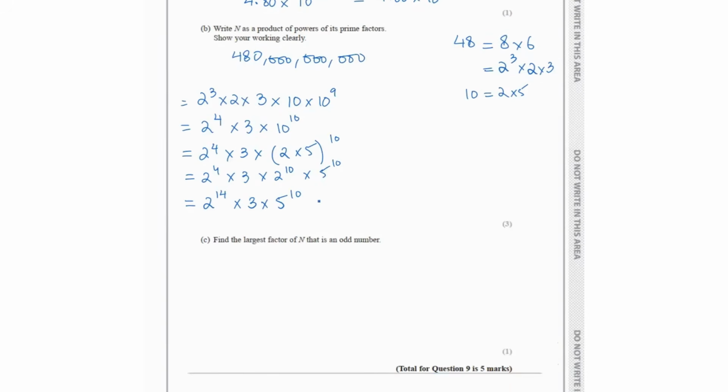So these are all the factors of n. So for the largest factor of n, if I do 2 to the power of 14 times 3, that gives us 49,152. If I do 5 to the power of 10 times 3, that's going to give me 29,296,875. The reason why I'm multiplying 2 to the power of 14 and 5 to the power of 10 by 3 is because 3 is the odd number. So we have to see which one will give us the biggest number. So we can clearly see that 5 to the power of 10 times 3 is giving us the biggest number. So this is your largest factor of n that is an odd number. That's your answer.